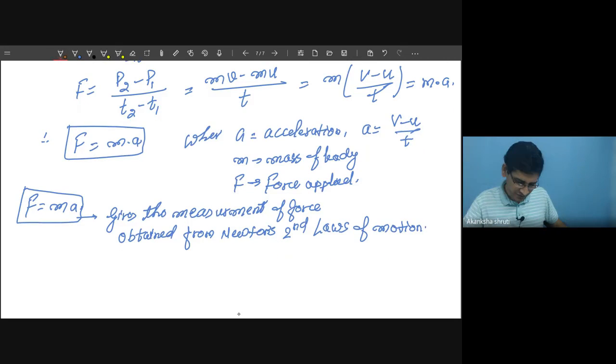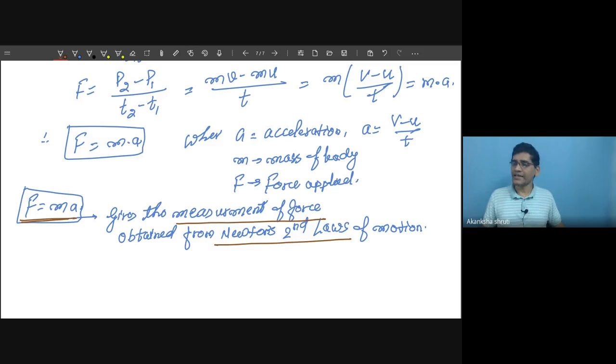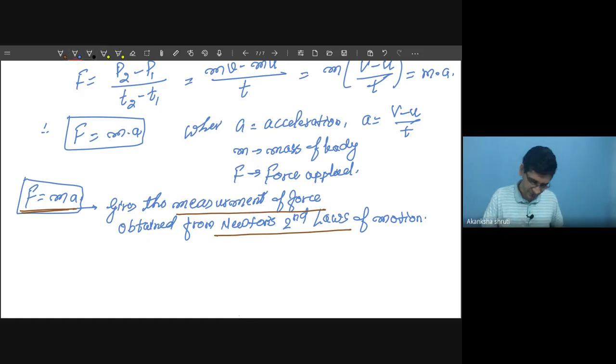So how is force measured? Force is measured by F equals ma. From where are we getting this formula? We are getting it from Newton's second law. So Newton's second law gives the measurement of force, but Newton's first law gives the definition of force. It is that way. Student, what could be the unit of force?